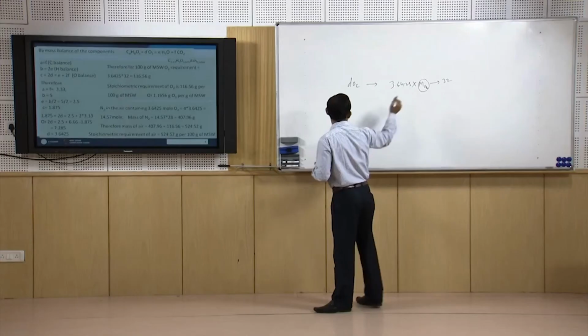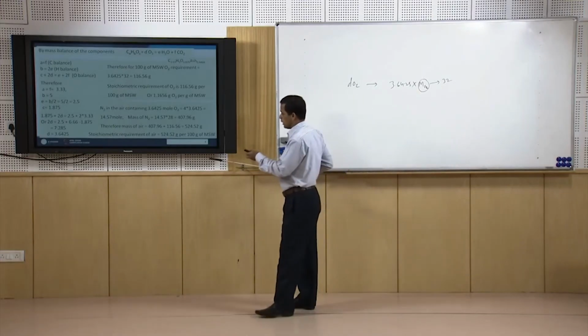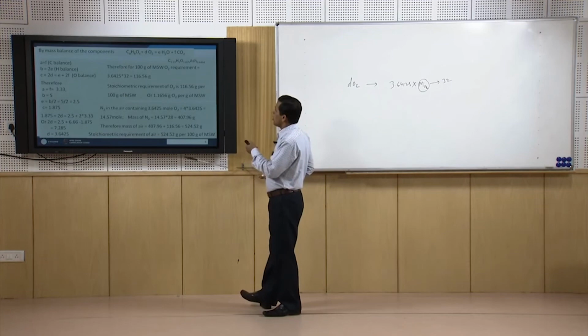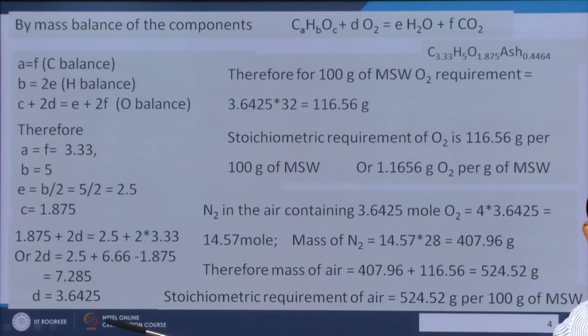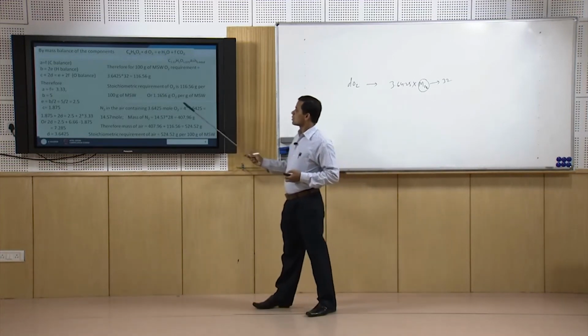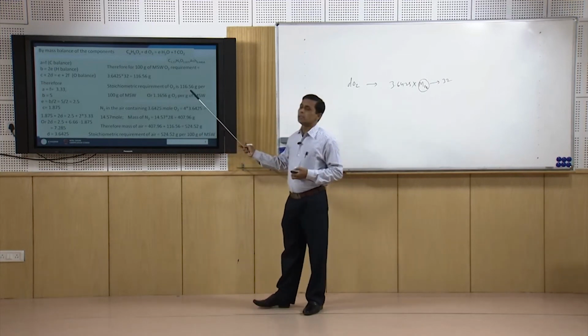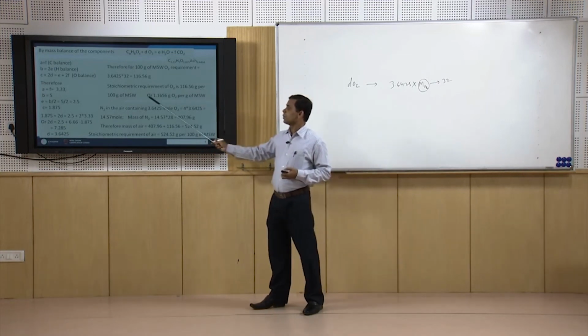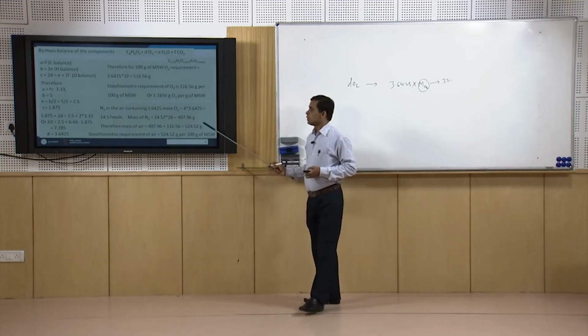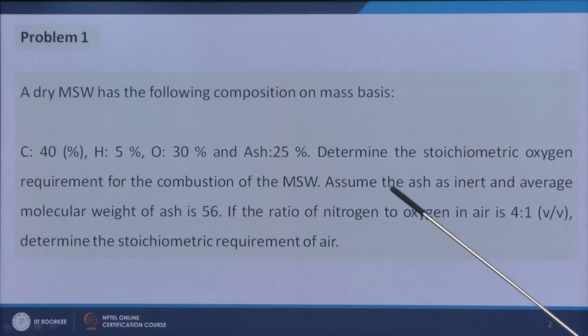If it were only O, then it would be 16, but here it is O2 as per the expression DO2. So how much oxygen is required? 3.6425 moles multiplied by 32, so 116.56 gram of oxygen is required. This is the stoichiometric requirement of oxygen, 116.56 gram per 100 gram of MSW, or 1.1656 gram oxygen per gram of MSW. So this is the first part of the problem, to determine the stoichiometric oxygen requirement for the combustion of the MSW.